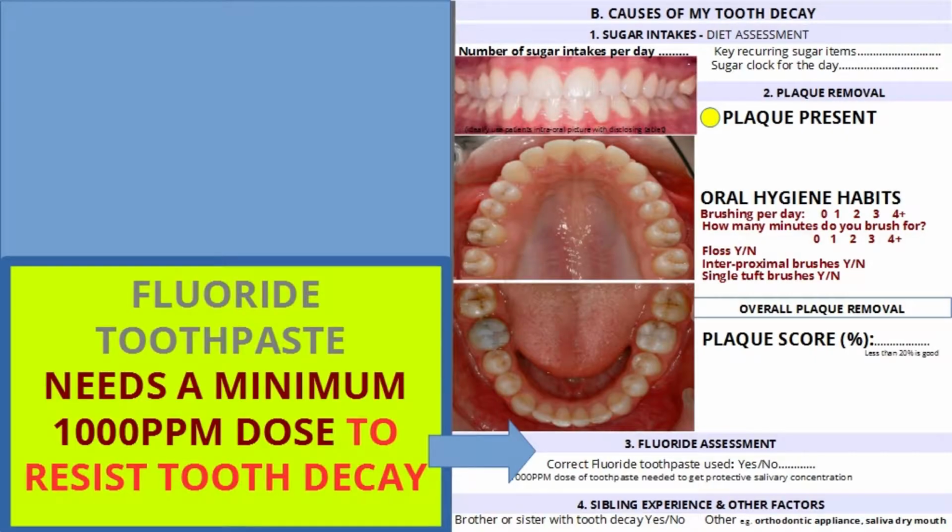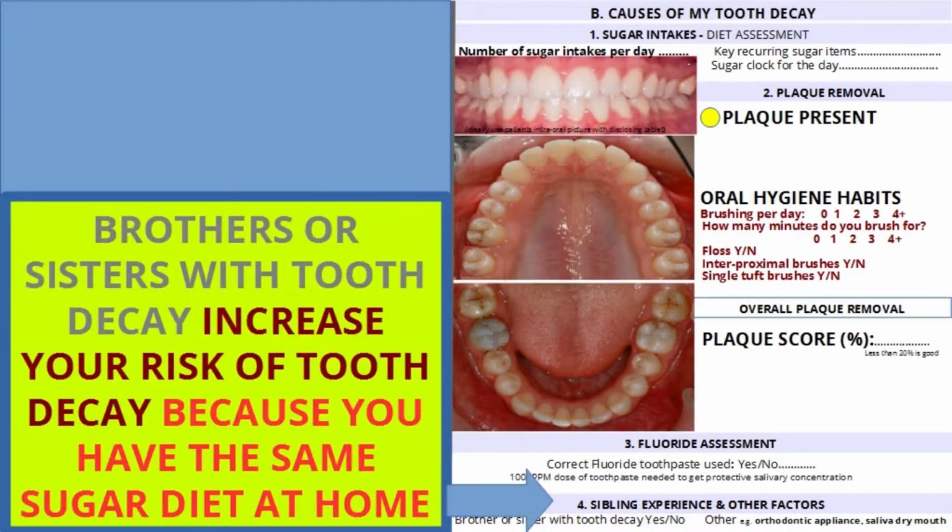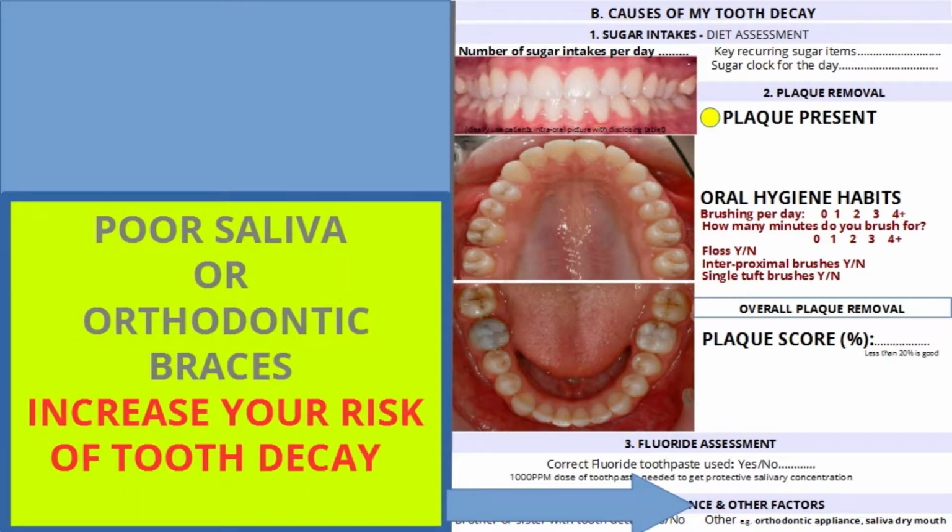Fluoride toothpaste used needs a minimum 1000 parts per million dose for enamel to resist tooth decay. As children, your brothers or sisters with tooth decay increase your risk of tooth decay as well, because you have the same sugar diet at home. Poor saliva, or orthodontic braces, also increase your risk of tooth decay.